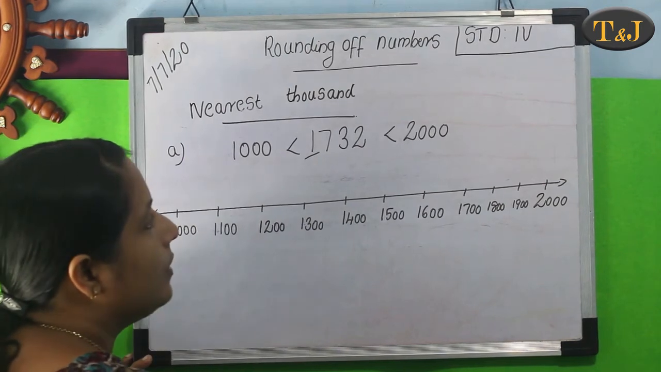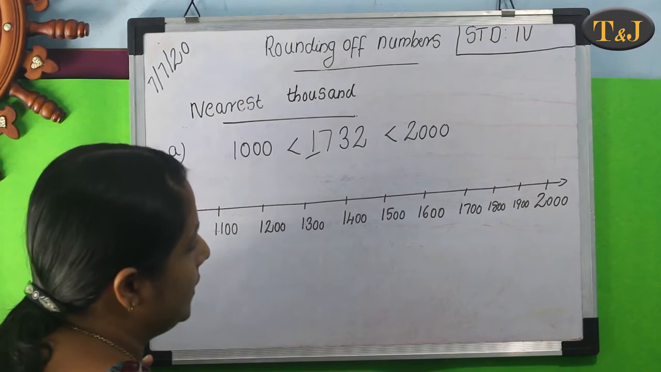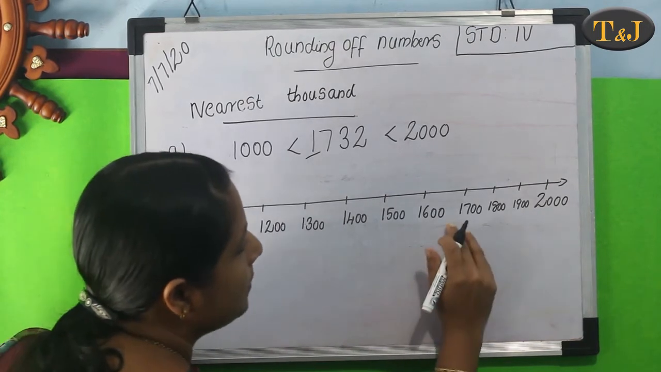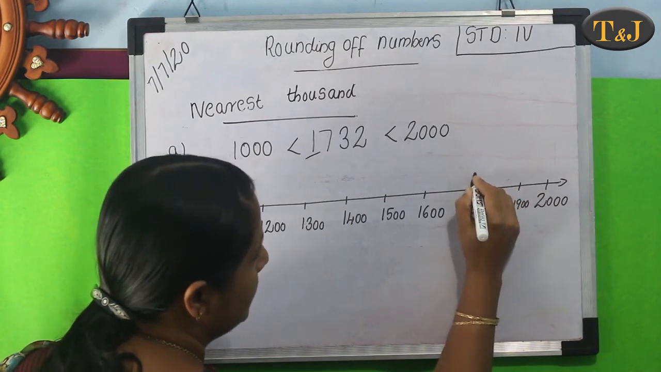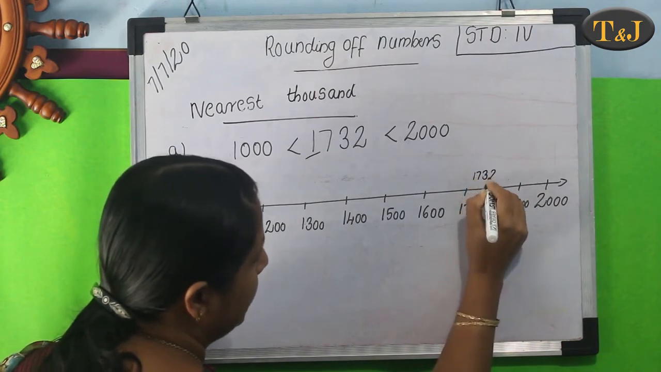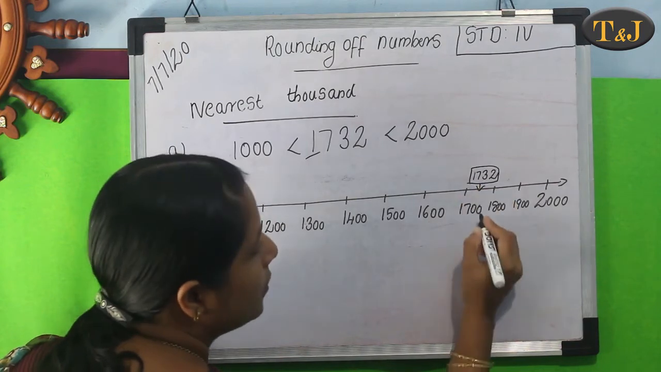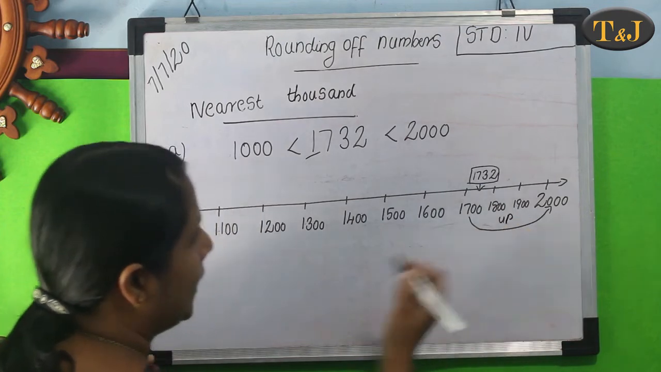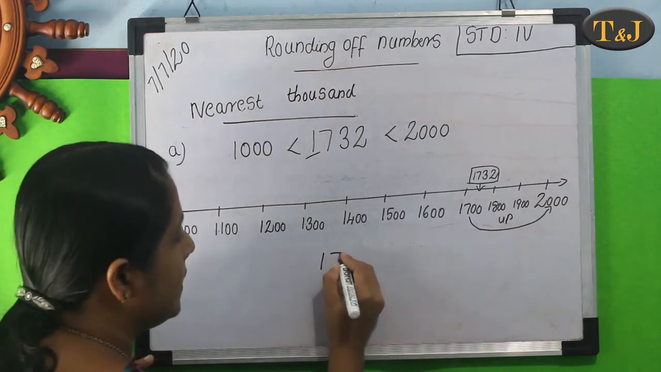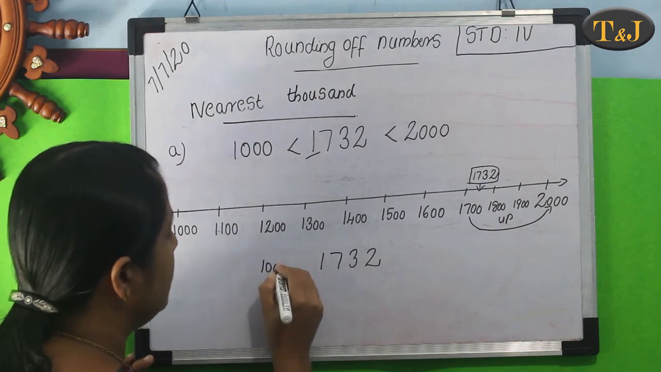Then next we find where 1732 is located. That is in between the numbers 1700 and 1800. So we just write 1732 here. It is very close to the number 2000. So it is rounded up. Then we write: 1732 lies between 1000 and 2000.